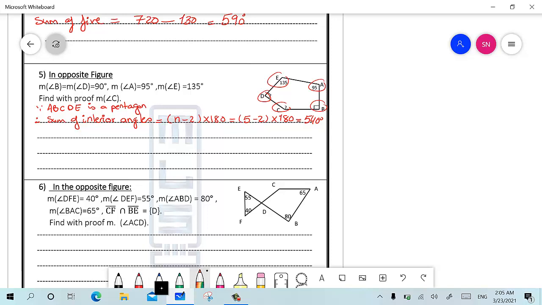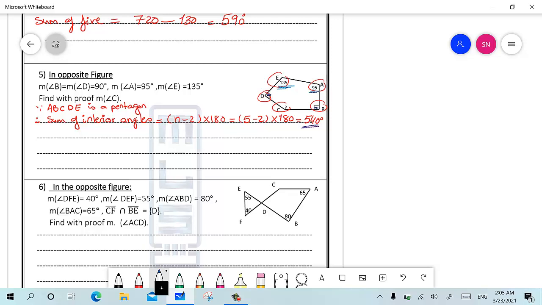I have 135, 95, 90 and 90, and only this is missing. The 5 of them, when I add them together, I should get 540. So how now can I find C? Exactly, 540 minus the sum of the 4 angles that I already have. How am I going to write it?